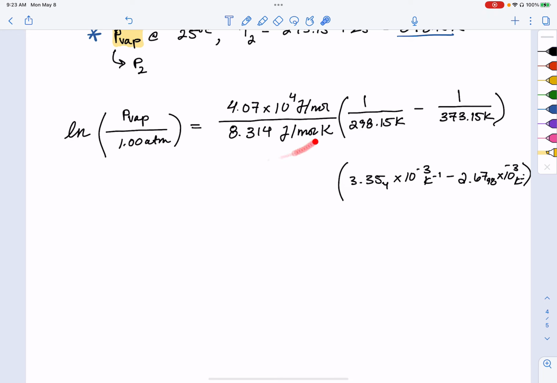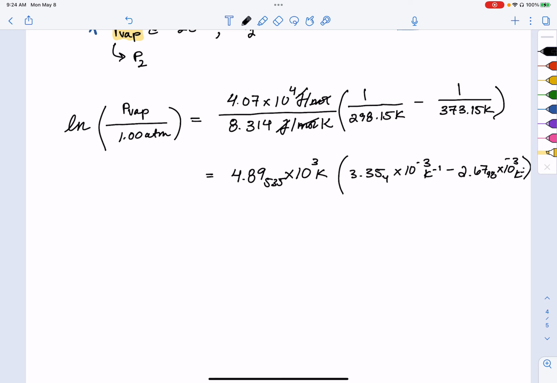Let's move on to tackling this division here. So that is 4.07 times 10 to the 4 divided by our gas constant, 8.314. This gives me 4.89535 times 10 to the 3. And let's check our units here. Joules over joules, per mole over per mole. So I have 1 over per Kelvin, or 1 over Kelvin, which is just Kelvin.